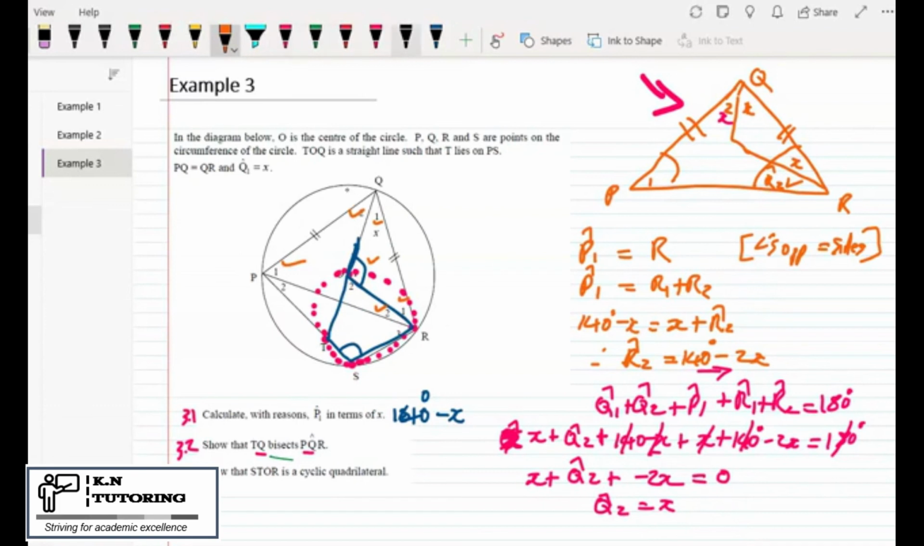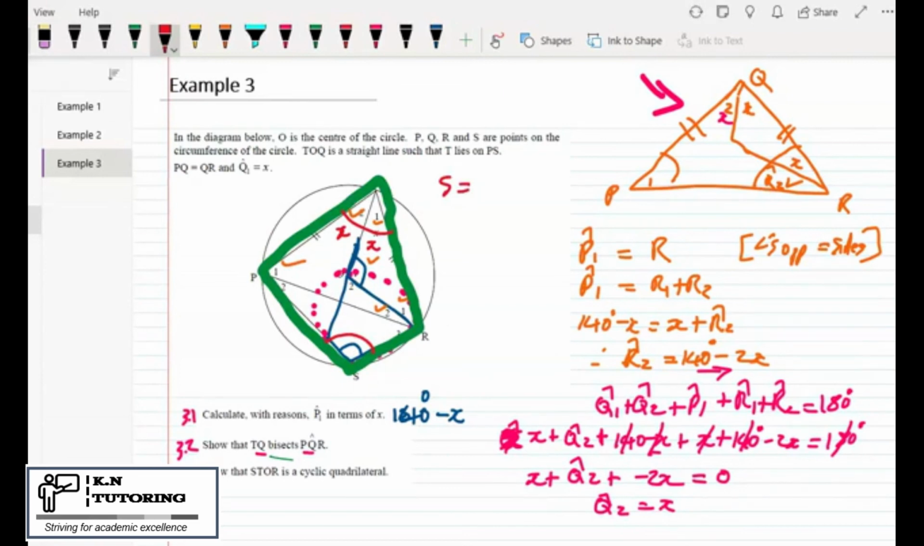Now again, we're going to look at another cyclic quad, a bigger one. If you look at that cyclic quad, we know that opposite angles of a cyclic quad are supplementary. So this whole angle, when I add it to this whole angle, must give me 180 degrees. I already know that I've got x there, I've got x there. My question is, what is S?